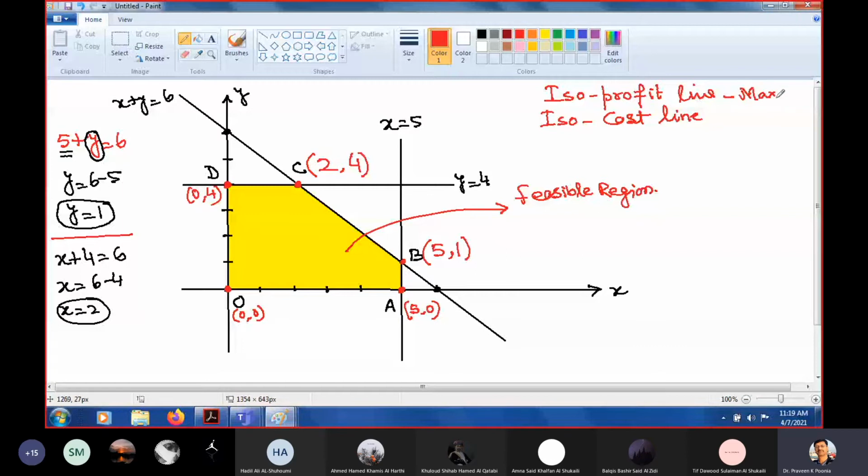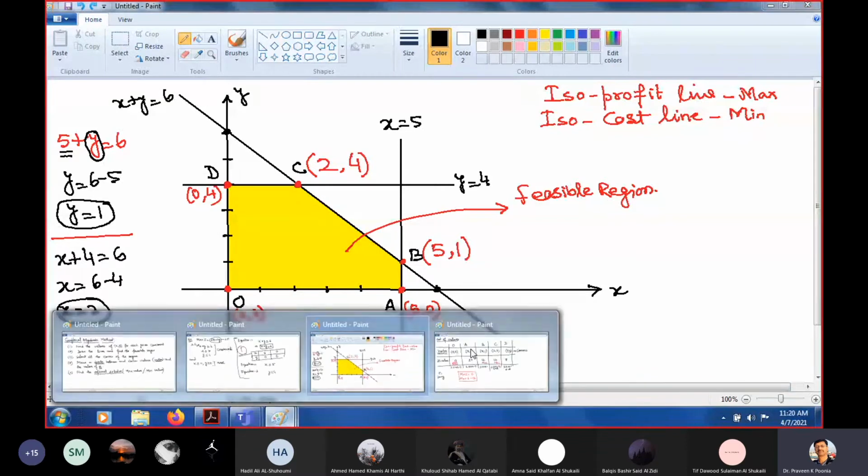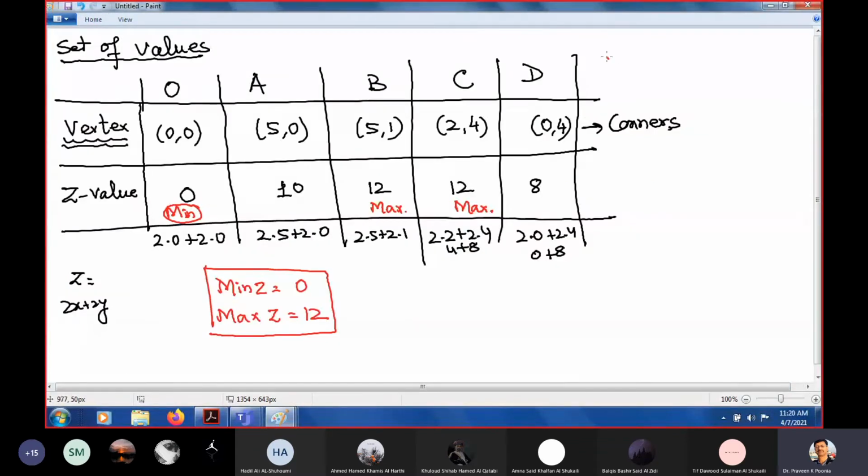This is for maximum and this is for minimum. So we are not going to make any ISO profit or ISO cost line. Here, what is the difference between the previous method and this method? We need to calculate the value of Z at corner 1, corner 2, corner 3, corner 4 and corner 5. You need to find the value of Z at all the corners. Clear? And how will you calculate? You will calculate like this table.